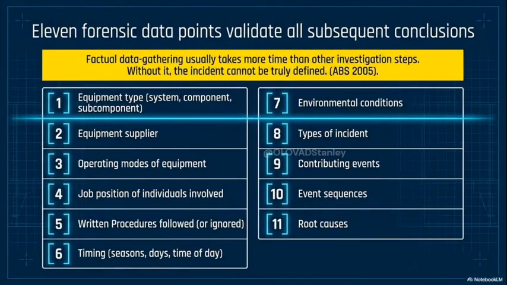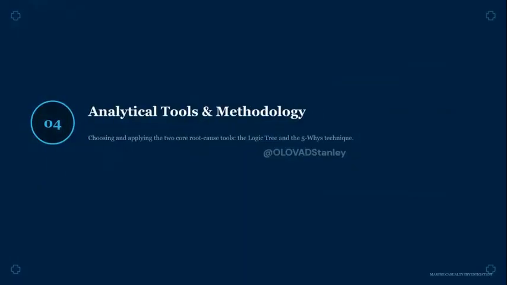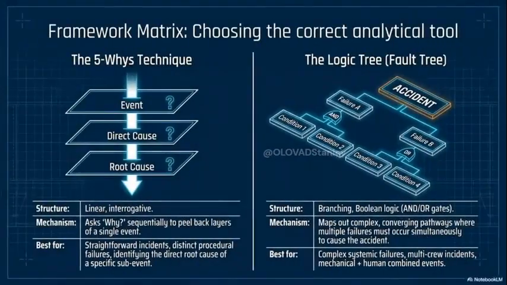By maintaining a systematic approach, you protect the chain of custody and ensure that the investigation remains grounded in reality, not speculation. Next, we move to analytical tools and methodology. We will focus on 2 core techniques for identifying the root cause of an incident: the logic tree and the 5 whys method. The logic tree is a powerful tool for breaking down complex incidents. It helps visualize how multiple, smaller failures can cascade into a significant casualty, allowing you to see the big picture.